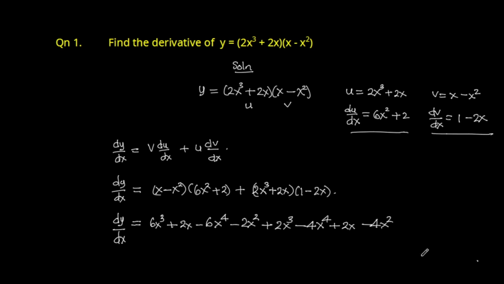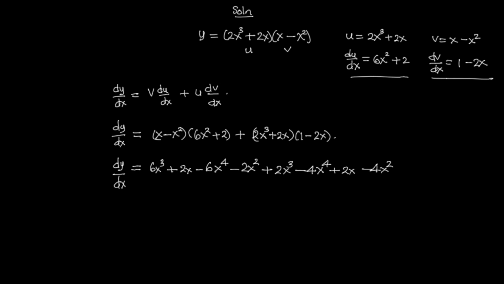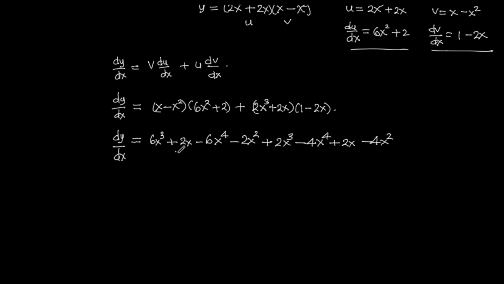Now let's combine terms with the same powers together. Let's start with the power 3, and we'll rearrange later. There are two terms with x to the power 3, 6x cubed and 2x cubed, which sum up to 8x to the power of 3. The terms in x, 2x and 2x, make 4, so we have plus 4x.